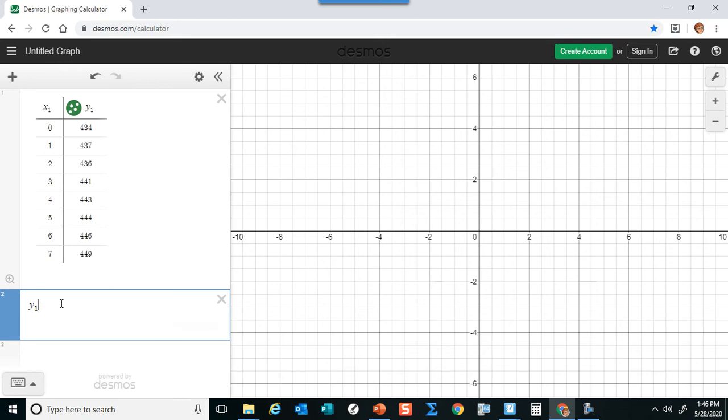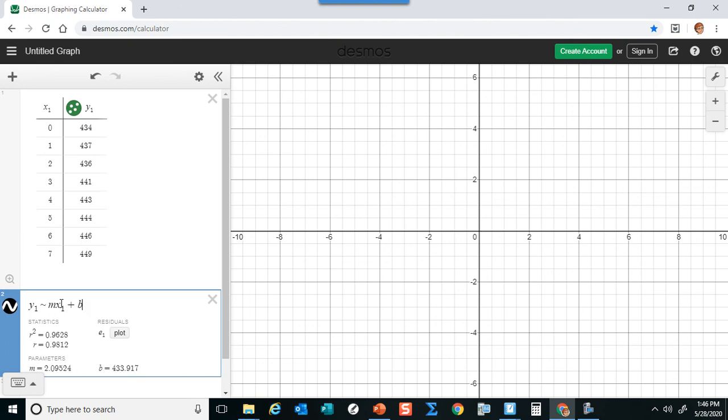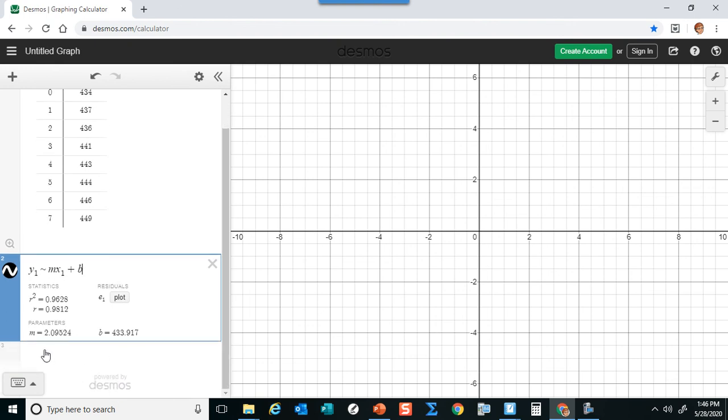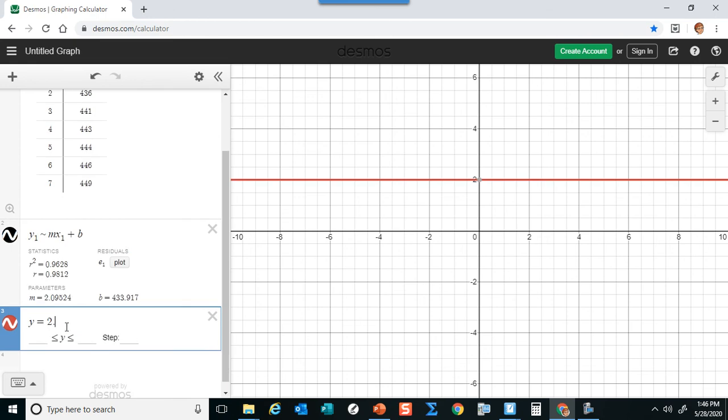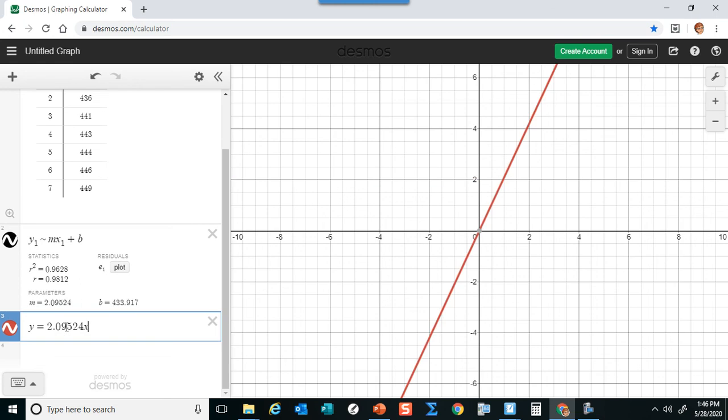So y1 tilde mx1 plus b. So now we have our slope, y equals 2.09524x plus 433.917. All right, so there's our line of best fit.